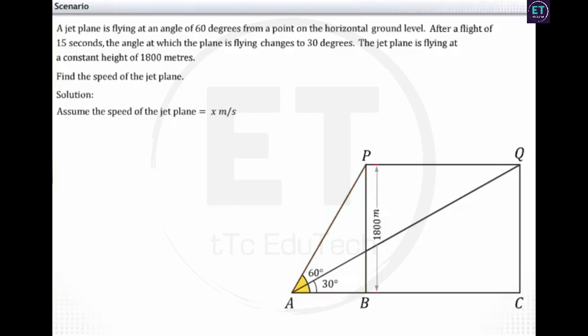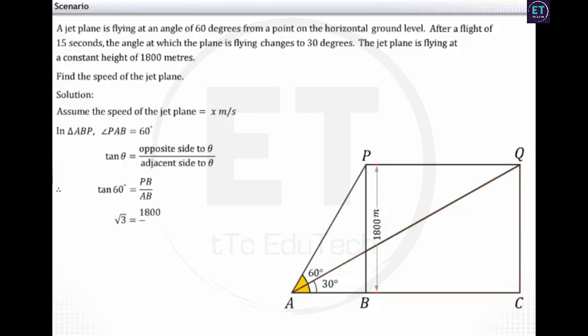In triangle ABP, angle PAB is equal to 60 degrees. Applying trigonometry, we know that tan theta is equal to the opposite side to theta divided by the adjacent side to theta. Therefore, in triangle ABP, tan 60 degrees is equal to PB divided by AB. Recall that tan 60 degrees is equal to the square root of 3, and given PB is equal to 1,800. Substituting these values and simplifying, we get AB is equal to 600 root 3 meters.